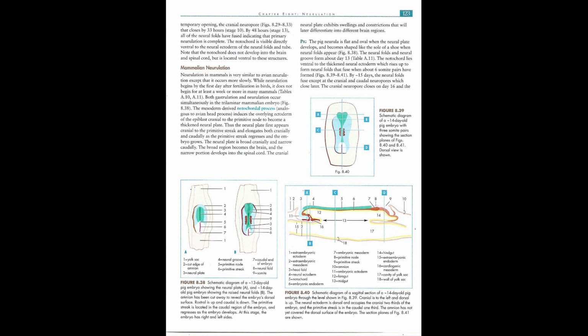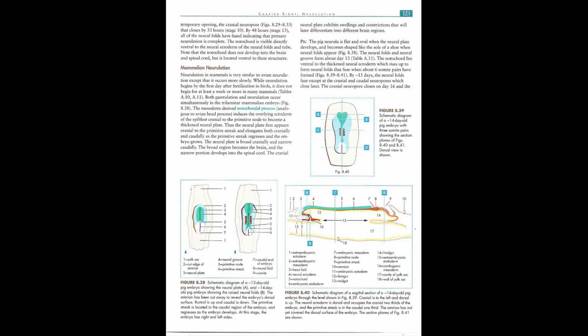Mammalian neurulation. Neurulation in mammals is very similar to avian neurulation, except that it occurs more slowly. While neurulation begins by the first day after fertilization in birds, it does not begin for at least a week or more in many mammals. Tables A10, A11. Both gastrulation and neurulation occur simultaneously in the trilaminar mammalian embryo, Fig 8.38.